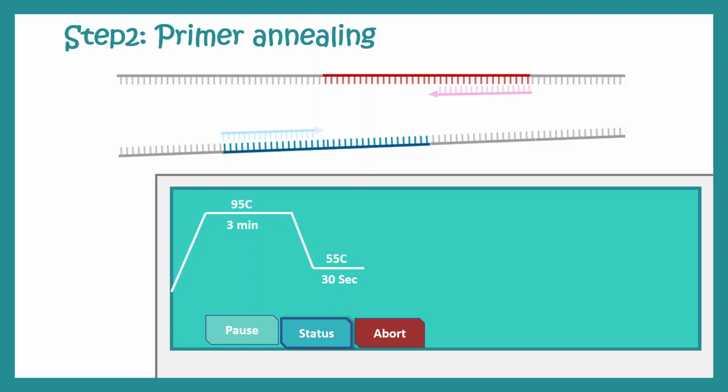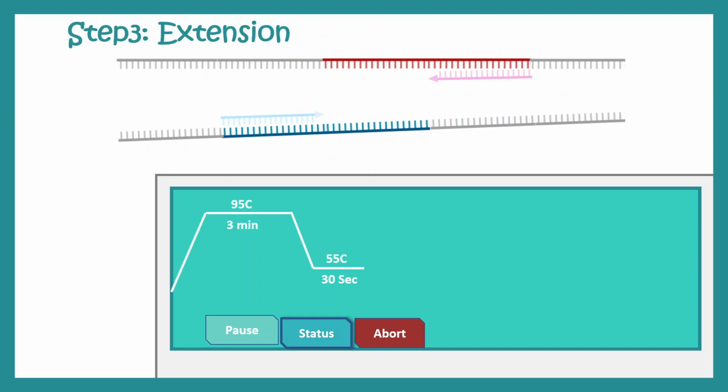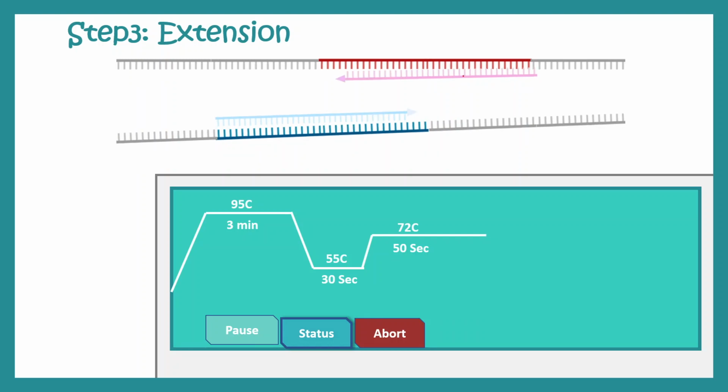Now from the 3' end of the primer, there would be extension with the help of the Taq polymerase, and Taq polymerase is operational at 72 degrees centigrade, which is quite a high temperature. So Taq polymerase would extend these primers and create a copy, and in each cycle the number increases.